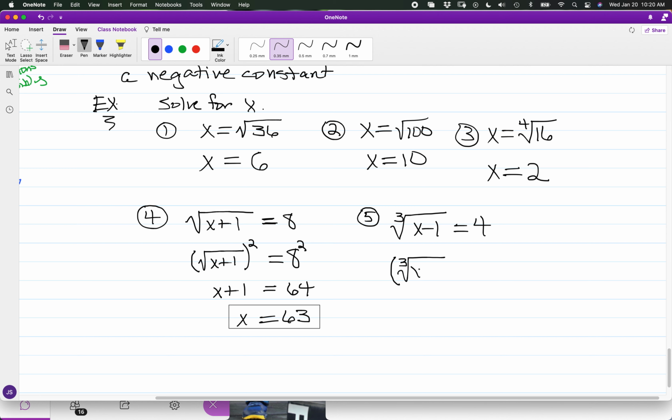And to undo the presence of cubic roots, I can just cube both sides. So in this case, the cube of the cubic root of x minus 1 will go to x minus 1. 4 cubed, we have 4 times 4 times 4, which will be 64. And with x minus 1 equal to 64, if I add 1 to both sides, we're going to have x is equal to 65.